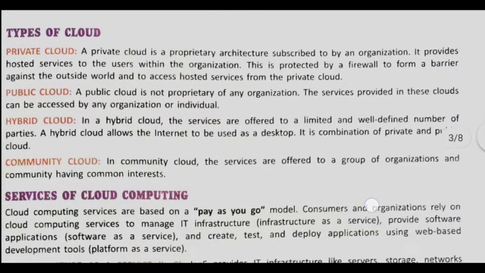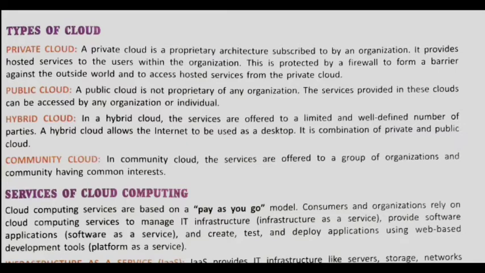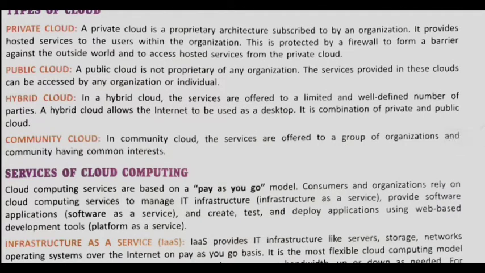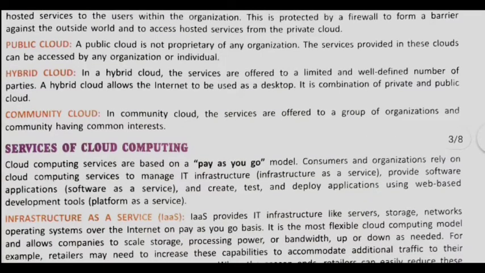Then we have the types of clouds. We have basically four types of cloud. One is called private cloud. Private cloud is a proprietary architecture which is organized, or subscribed to, by one organization only. It provides the services to the users within the organization. A firewall is also there that protects the private network or private cloud from outside access. Then there is the public cloud. Public cloud is not proprietary to any organization, and all the services are provided by the organization to any organization or individual. Then you have the hybrid cloud.